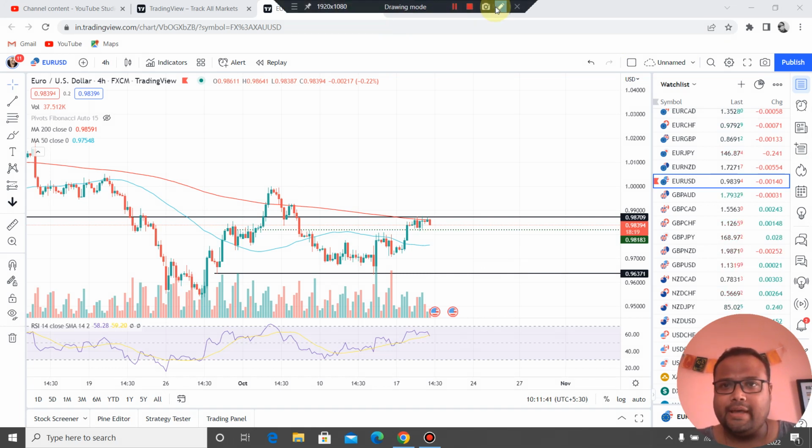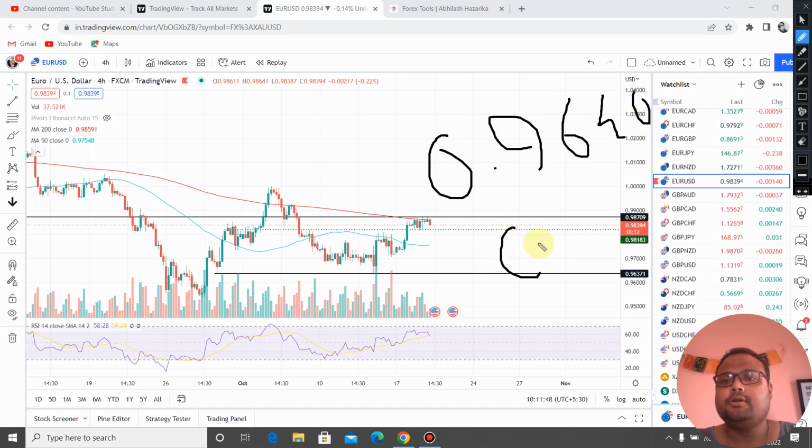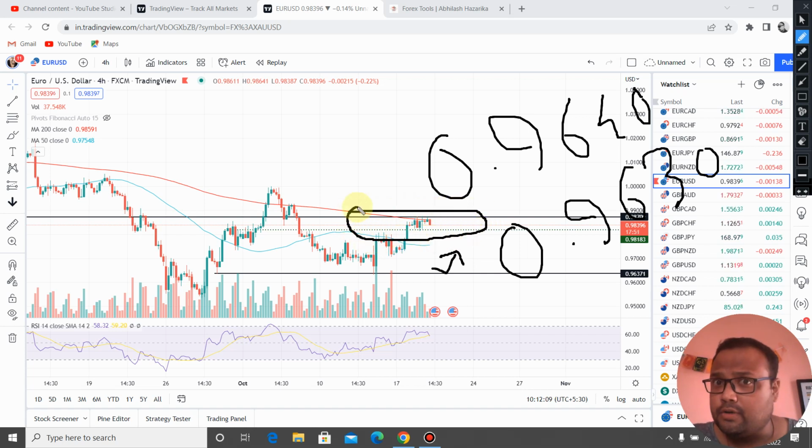And we have a good support around 0.9640 to 0.9630. In case the market witnesses a heavy fall, I think this level will be able to provide support to the market. And if the market bounces from here or reverses, you can definitely go for a buy position. But this level is quite far away from the market right now, so we simply need to focus on this particular portion of the market.